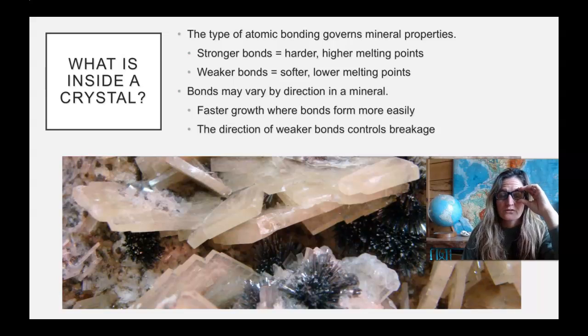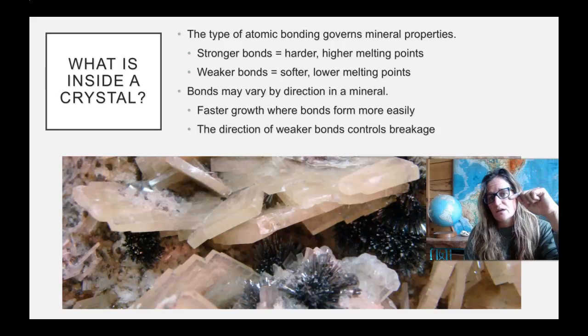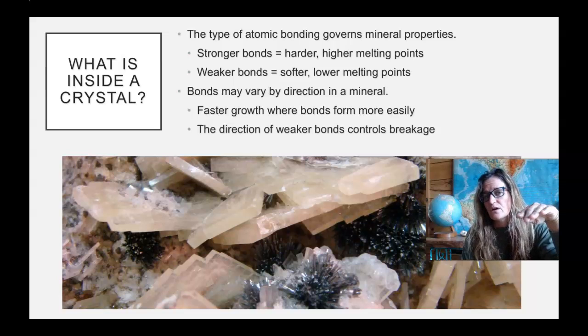A stronger bond also is going to give the mineral a higher melting point. So then the opposite would be true. For a weaker bond, it's going to be easier to scratch, easier to break those bonds on the surface of the mineral, and also have a lower melting point. So you can see how that really matters.